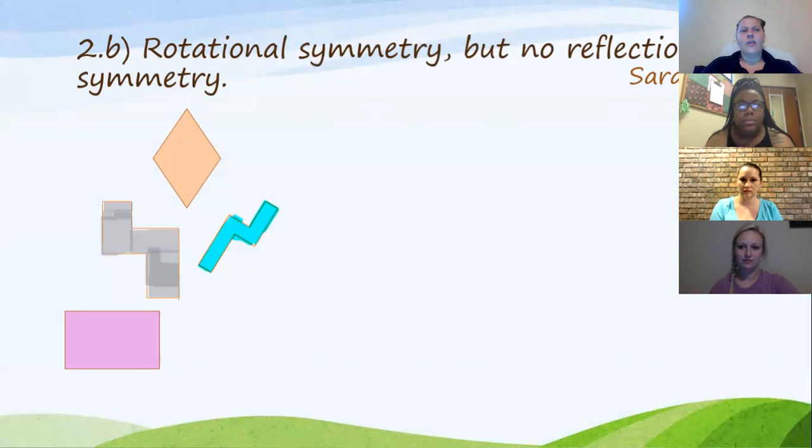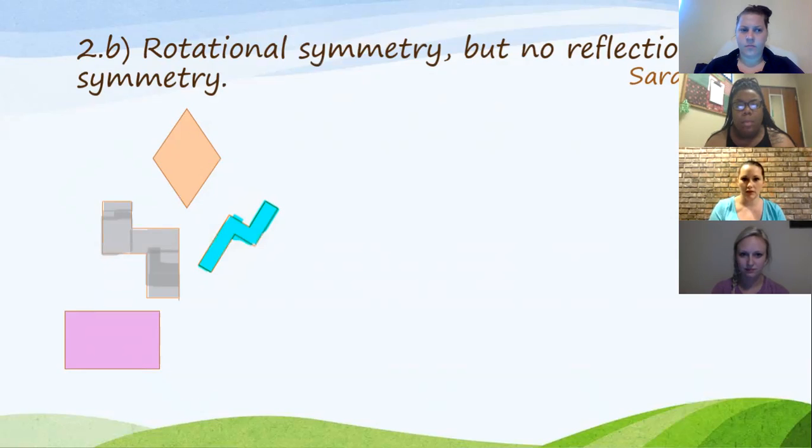Sarah, what's rotational symmetry but not reflection symmetry with these shapes? Okay, so rotational symmetry is whenever we turn it 180 degrees, but reflection symmetry is whenever we look at it in a mirror. So these shapes here do not have reflection symmetry, but they do have rotational symmetry.